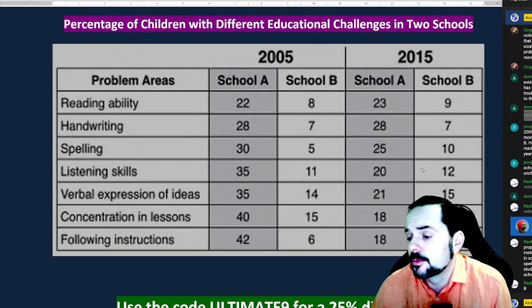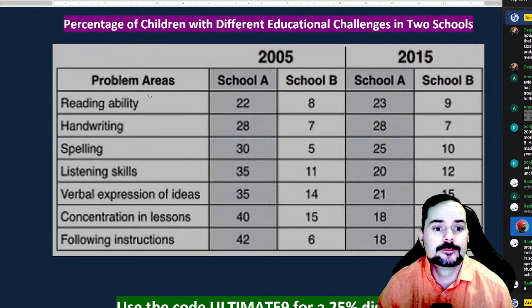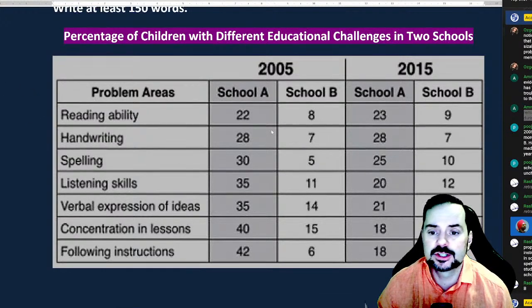And Rashika, I see your writing. I'm just trying to save my voice here a bit, but it's good writing, okay? So focus on the comparisons here.